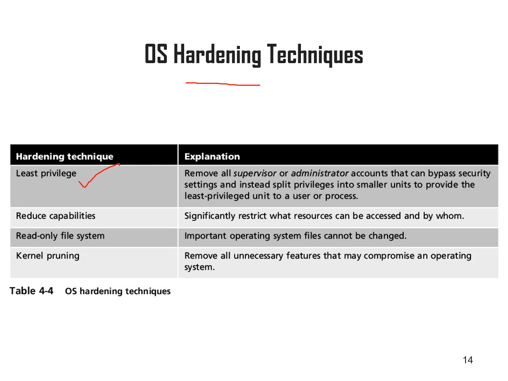We can give least privileges, reduce the capabilities, use read-only file systems, and kernel pruning. Kernel pruning is a very important concept. It removes all the unnecessary features that may compromise an operating system. So that is called kernel pruning: removing all the unnecessary features that could compromise a particular operating system.